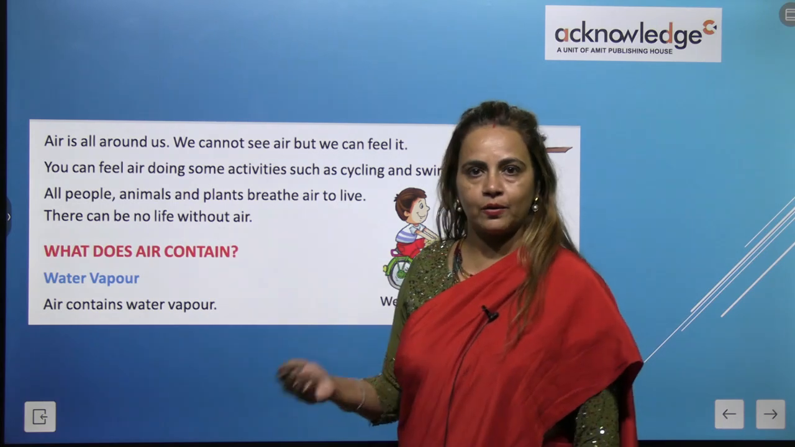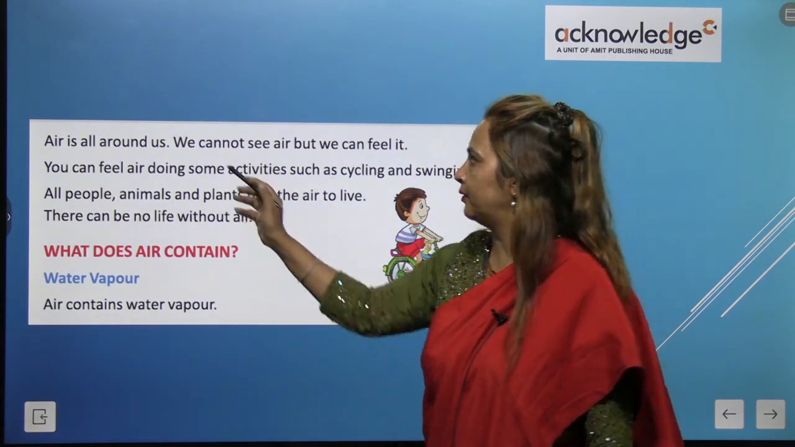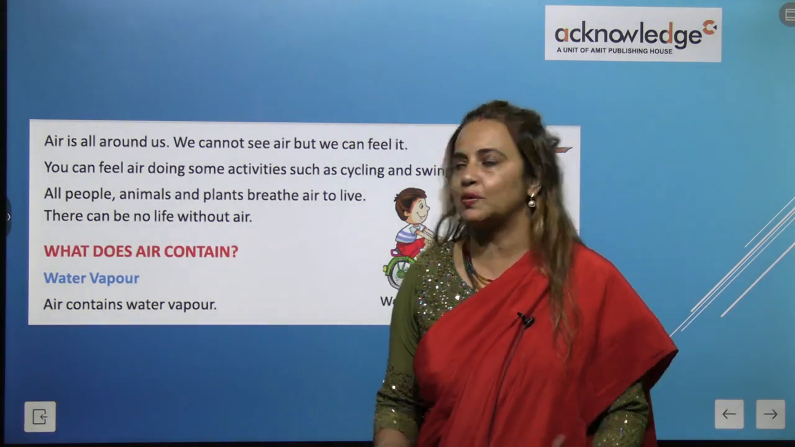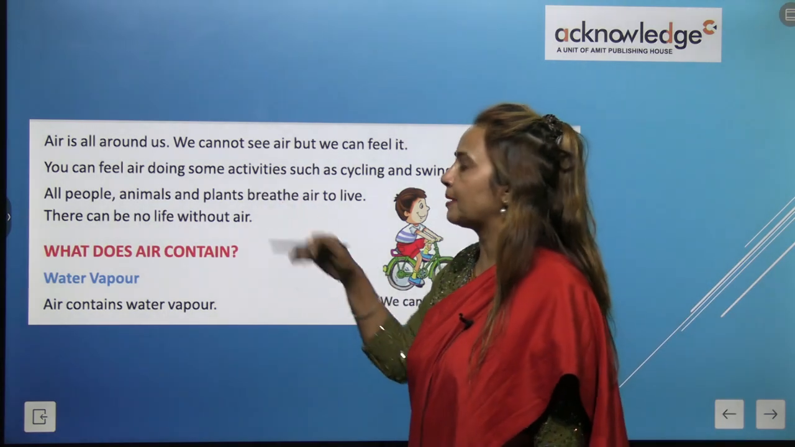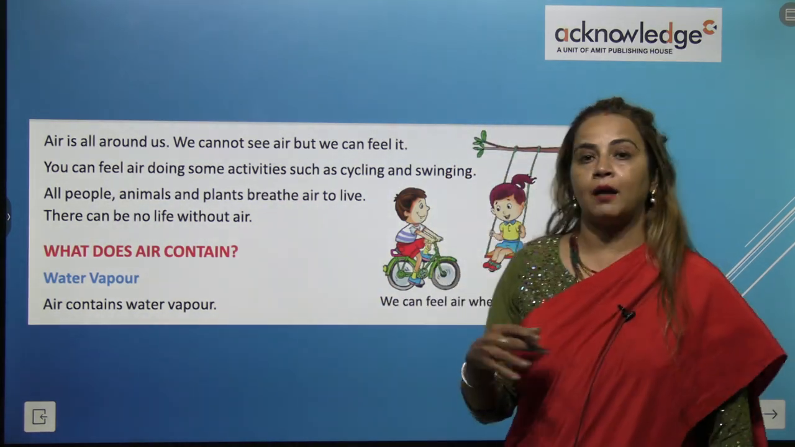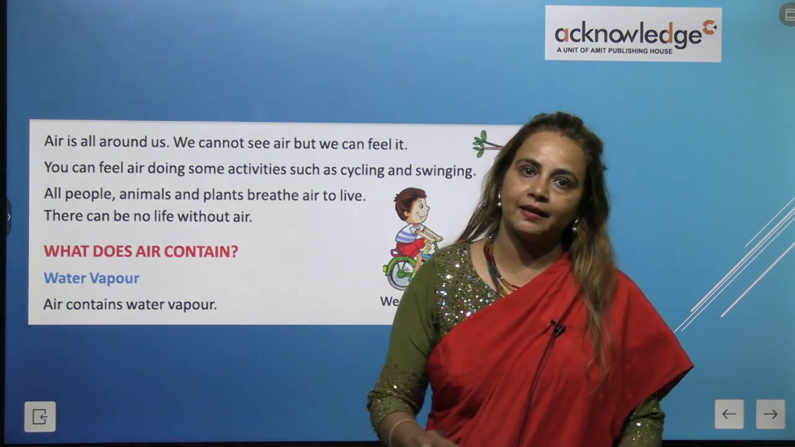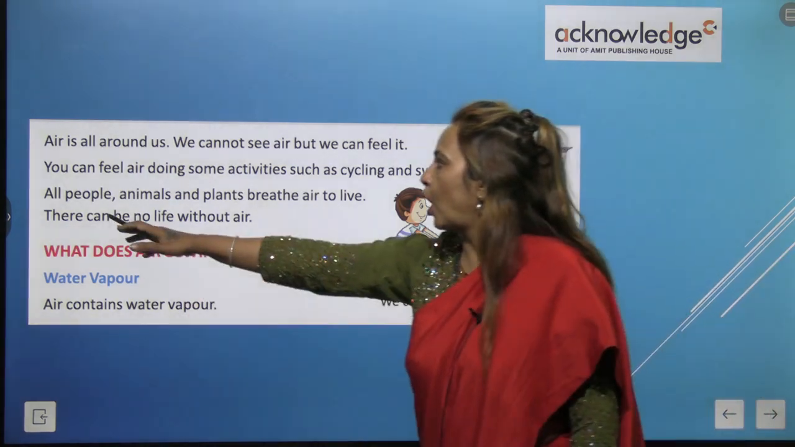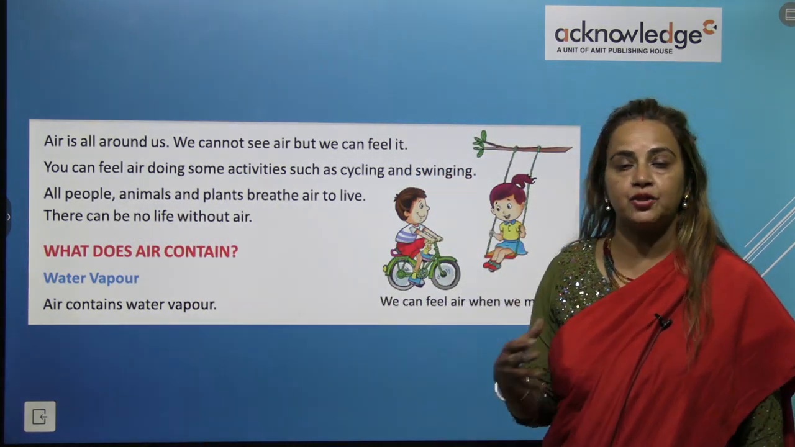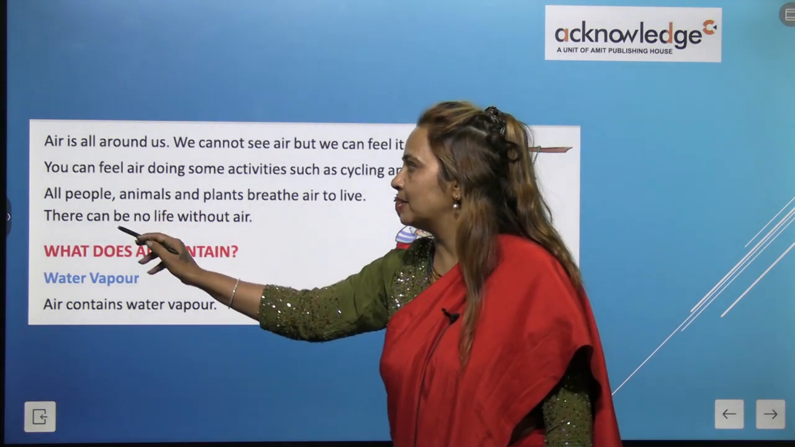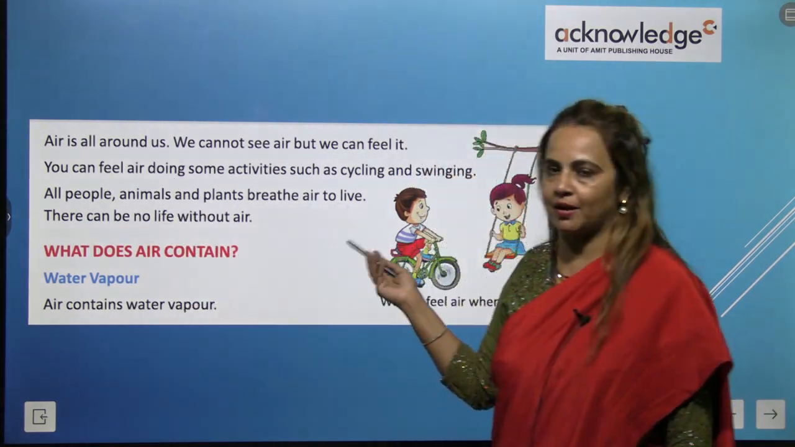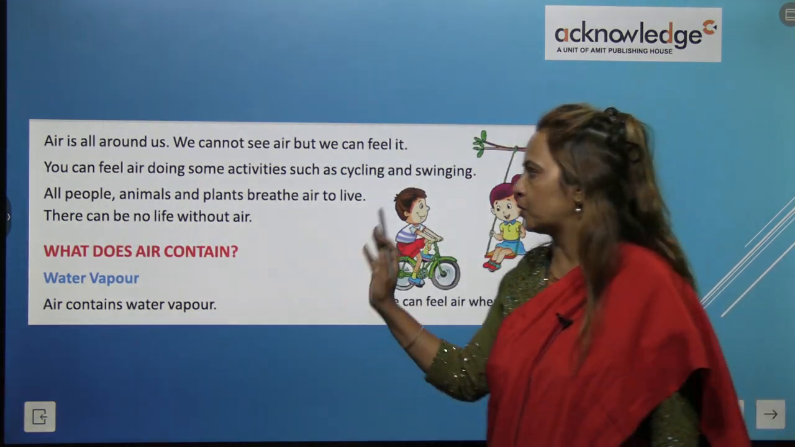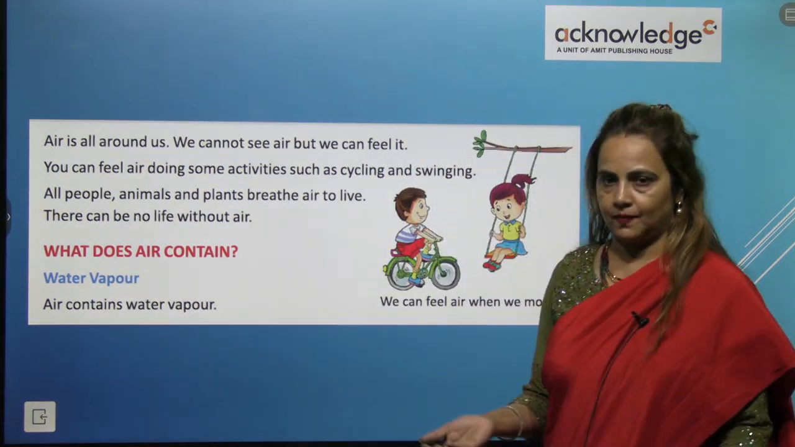Air is all around us. हमारे चारों तरफ हवा होती है. We cannot see air, but we can feel air. हम हवा को देख नहीं सकते पर महसूस कर सकते हैं. You can feel air doing some activities such as cycling and swimming. हम कुछ activities करते हैं, जैसे हम cycling करते हैं, झूला झूलते हैं, तो हमें हवा महसूस होती है. All people, animals and plants breathe air to live. जीने के लिए सबको हवा की जरूरत होती है. Life is impossible without air. What does air contain? Water vapor.